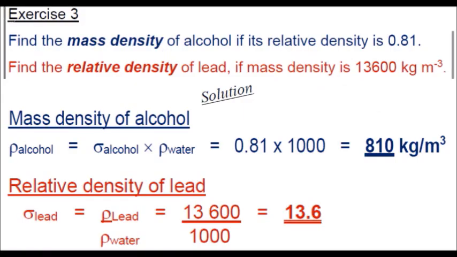Here's exercise 3, the solution. I'll let you review this at your own pace, but essentially the mass density of alcohol evaluates to be 810 kilograms per meter cubed, and the relative density of the lead evaluates to be 13.6. Again, note no unit associated with relative density. It's a dimensionless quantity.